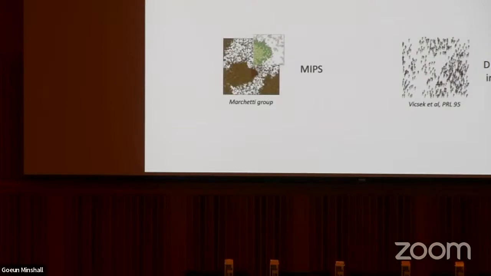Here I just display two examples of this role. Sorry, this does not work. Okay, two examples of how activity can change the behavior of a system. This one is a picture that I took from the website of Cristina Marchetti, and it displays what is called the motility-induced phase separation. Here, these are numerical simulations of a system of particles interacting only via repulsive forces. If the system was an equilibrium system, so for example, if the particles were passive particles, there would be a boring behavior and nothing would be observed in terms of collective patterns.